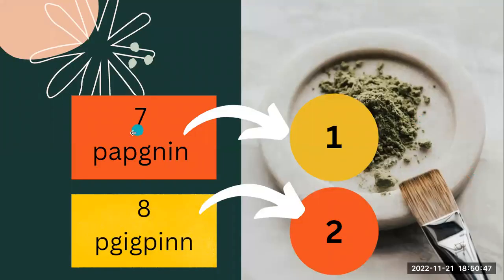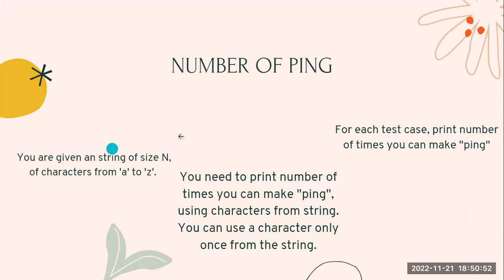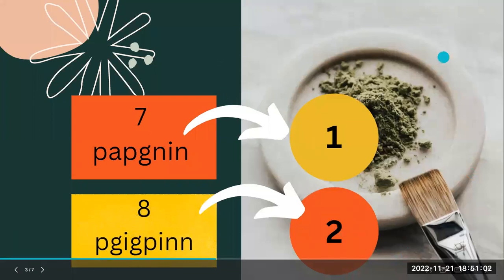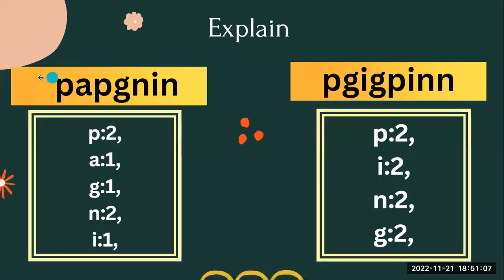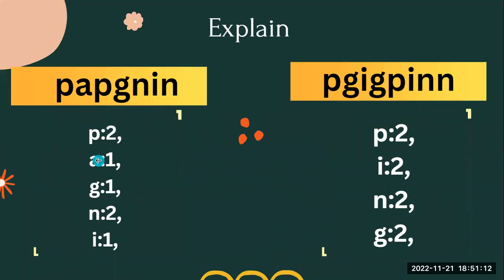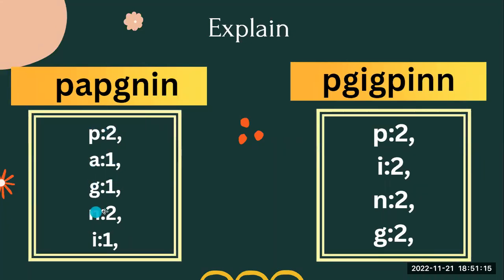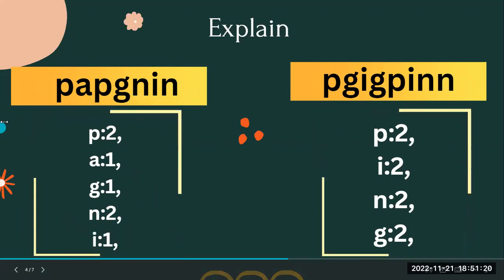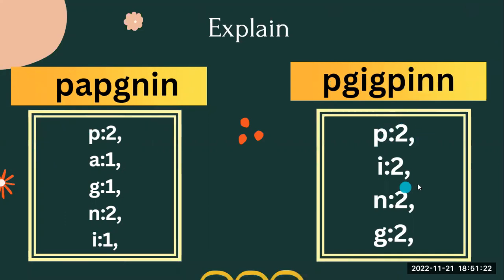मतलब कि हमें इस स्ट्रिंग से यह निकालना है कि हम इससे कितनी बार पिंग बना सकते हैं. जैसे in this string only one ping can be formed, and in this string two ping can be formed. How can it be formed? Let's see here. In this string there are two p's, one a, one g, and two i's and one n presented. And in this one all things are presented twice.